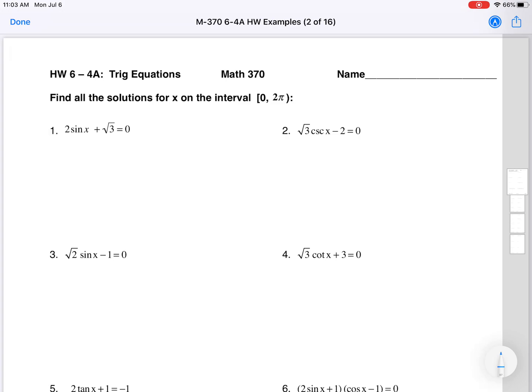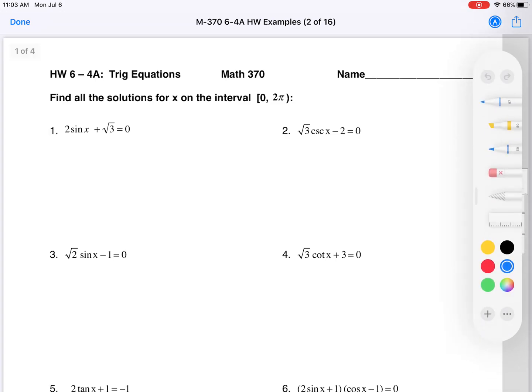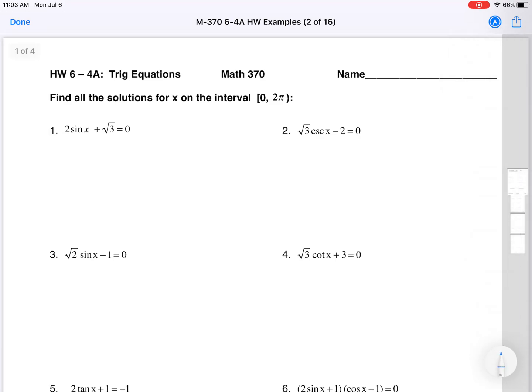And number 1, I'll still write in blue so that it looks a little bit different. So number 1 wants us to take 2 sine x plus root 3 is equal to 0. Now notice what it wants. It wants all solutions on the interval 0 to 2 pi. So we're not going to be doing that 2 pi k thing or pi k thing that we were doing in the previous section. We only want the solutions on a small interval from 0 to 2 pi. And so let's take a look at how we would do this.